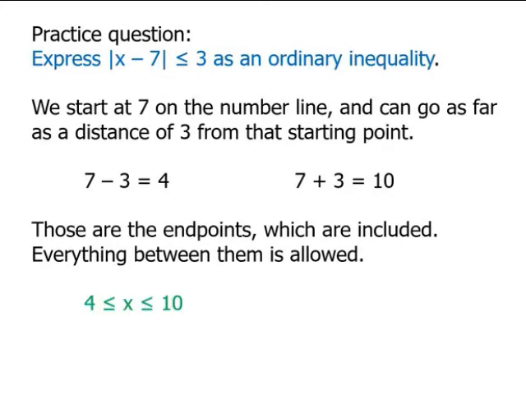So that would be 4 less than or equal to x less than or equal to 10. So that is an expression of this absolute value inequality as an ordinary inequality. Those two express exactly the same information.